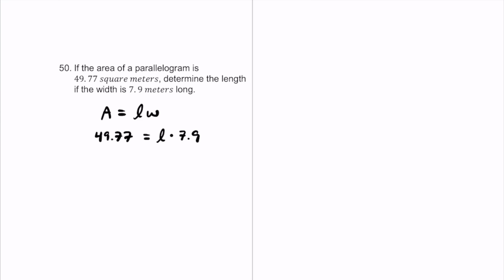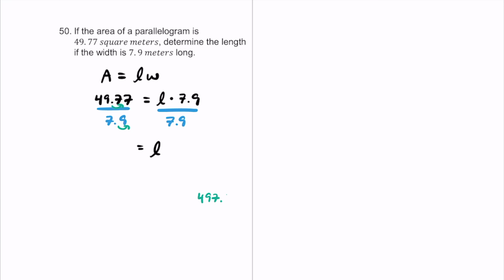If we want to solve this, we can go ahead and divide both sides by 7.9. On the right side, we're just going to be left with 1L, or the length. And on the left side, let's go ahead and do the division. So let's go ahead and make both of these 10 times bigger. So we can go ahead and do that division. So this is going to be 497.7, and we're going to see how many times 79 fits inside of there.